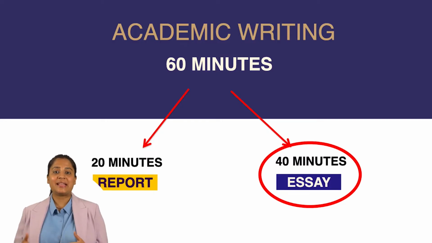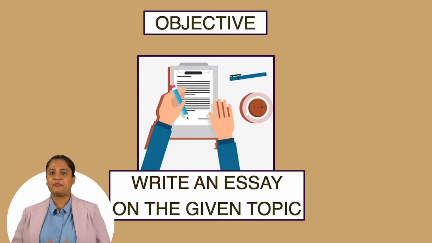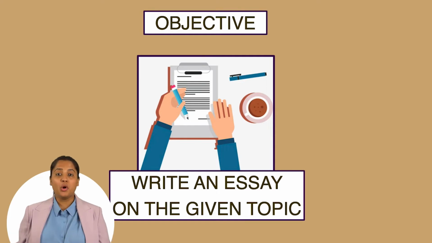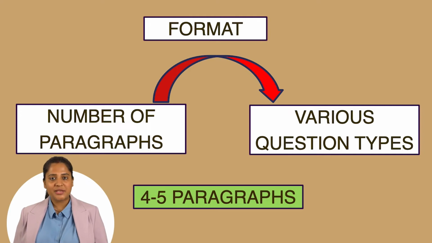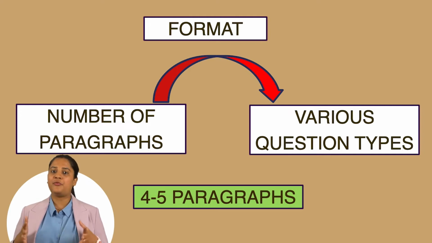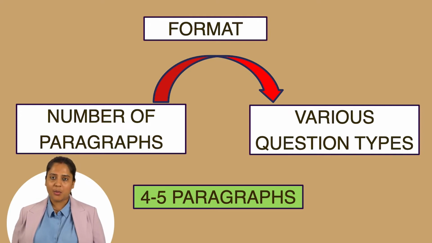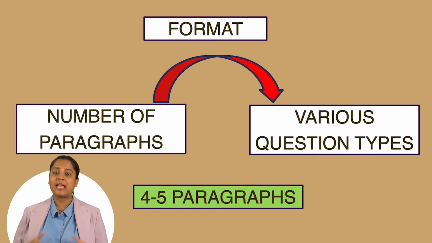The academic writing module goes on for 60 minutes, out of which 40 minutes are provided for the writing task 2, that is essay writing. The objective is very clear and straight, which is to write an essay on the given topic. No prior information or special knowledge is required to write essays as the topics are generic in nature. The number of paragraphs vary according to the essay question type.